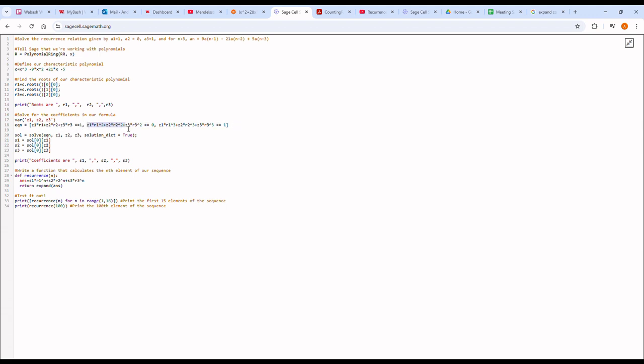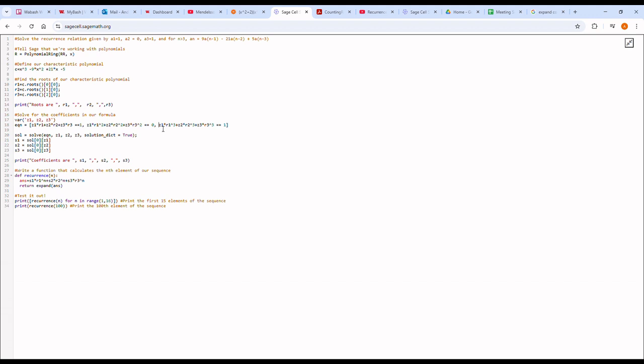The second equation is saying what happens if I look at n equals 2. Now I need z1 times r1 squared, plus z2 times r2 squared, plus z3 times r3 squared. That needs to equal the second term of my sequence, which in this case is 0. So that's what the second equation is doing. Notice these are separated by commas. And notice we have these double equal signs.